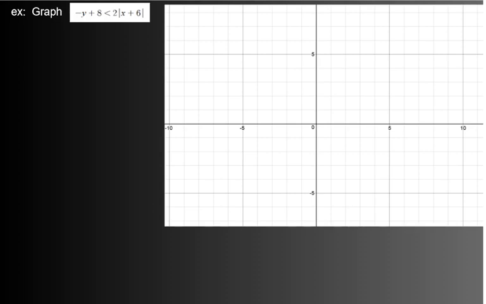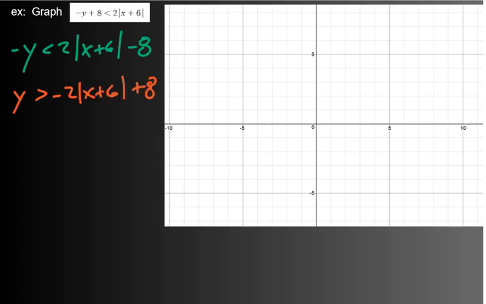This one's an absolute value, and I would personally simplify this a little bit so we can use function transformations. So I would move the 8 over, so we get negative y is less than 2 absolute value x plus 6 minus 8. And then I don't want to graph negative y here. I want y instead of negative y. So I'm just going to divide by a negative, I've got to flip the inequality, and then everything gets negated. And we would get that.